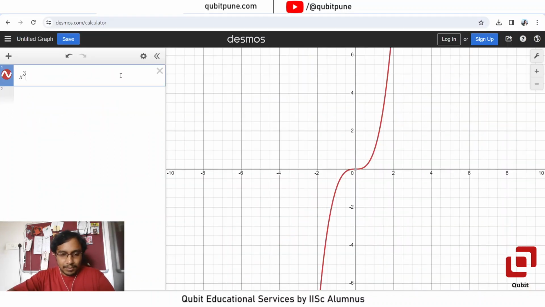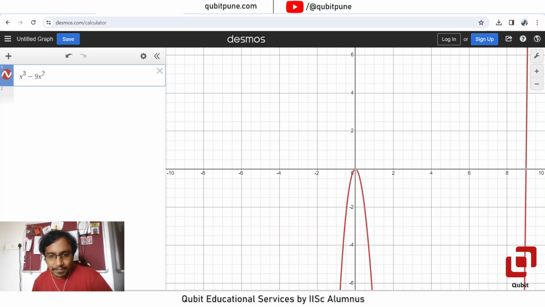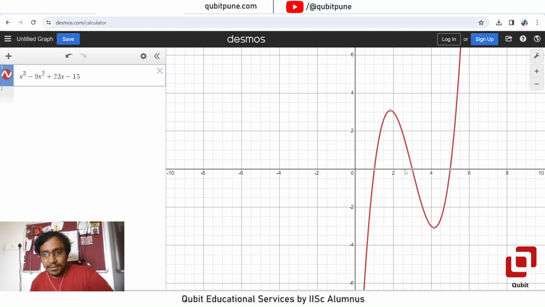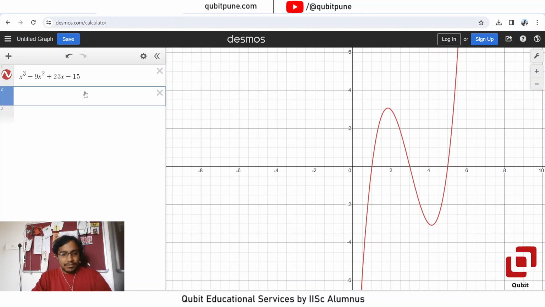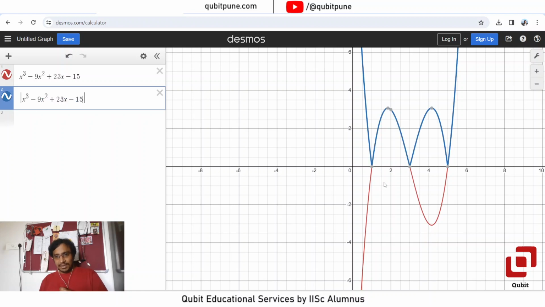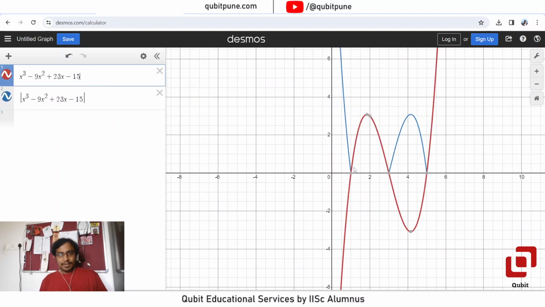What was it? x cubed minus 9x squared plus 23x minus 15. 1, 3, 5, that's perfect. And now let us go for mod of f of x. Sorry, mod of this function. And as you can see, the blue has a different shape than the red one only whenever the red is below the x-axis.